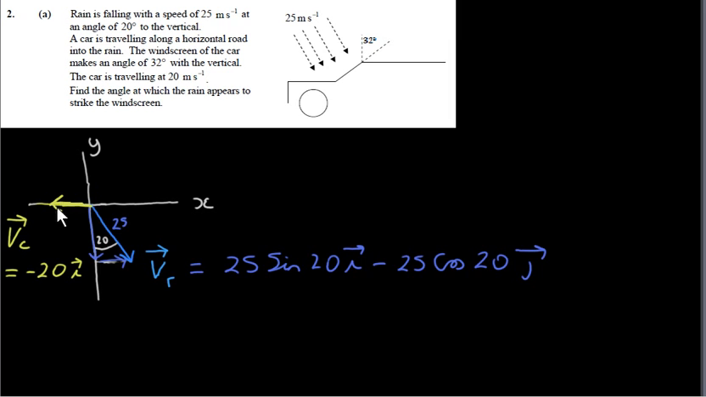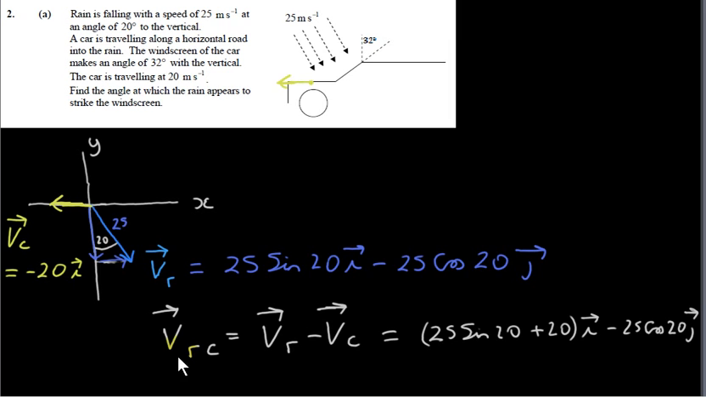This yellow vector here represents the velocity of the car. Well, we could think of a point on the bonnet of the car. That point is moving to the left with a speed of 20 meters per second. Because it's moving to the left, the velocity vector is minus 20i. There is no j component.